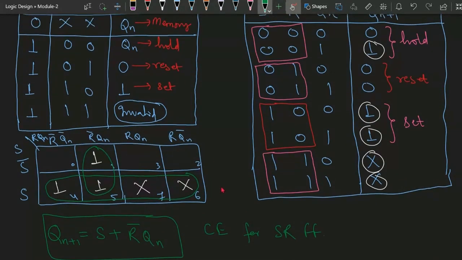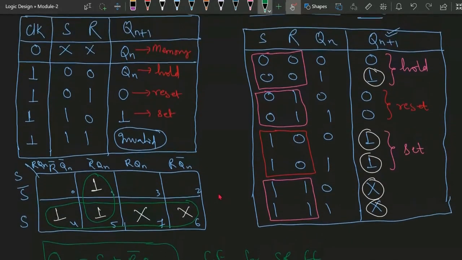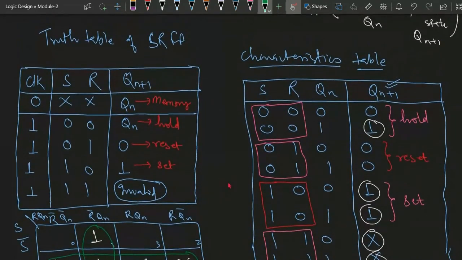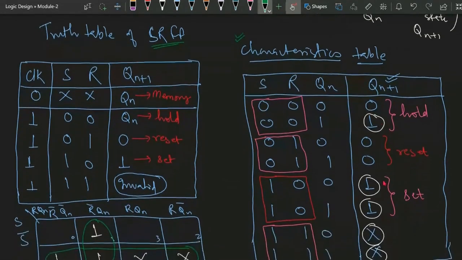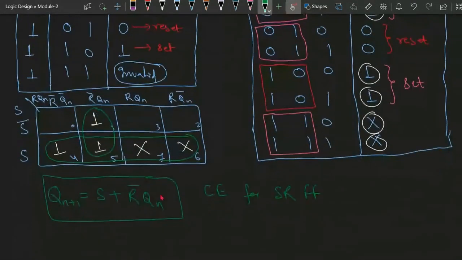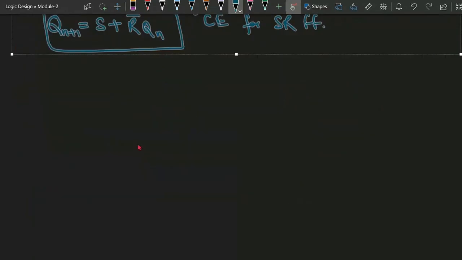I hope you are getting the point of how this complete system is being implemented. For the SR flip-flop, with respect to the truth table, we have drawn the characteristic table. With respect to the characteristic table, we can find out the characteristic equation.